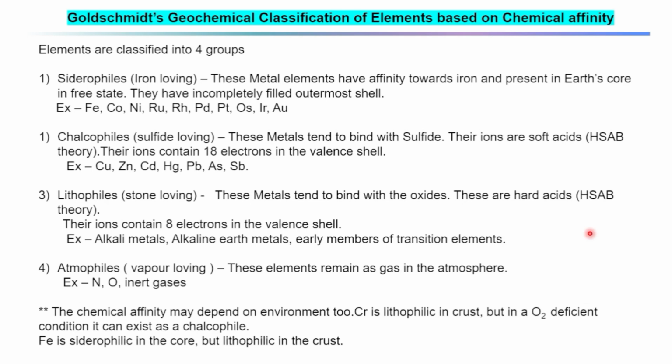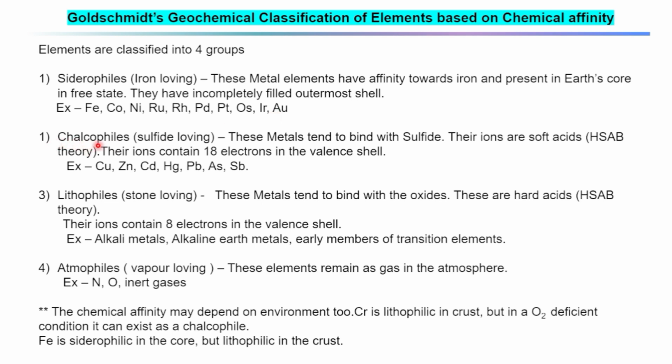So next we will move on to Goldschmidt geochemical classification of elements based on chemical affinity. Goldschmidt said that elements can be classified into four groups. First one is the siderophiles, meaning iron loving. These metal elements have affinity towards iron and are present in Earth's core in free state. They have incompletely filled outermost shell. For example, iron, cobalt, nickel, ruthenium, rhodium, palladium, platinum, osmium, iridium, and gold.